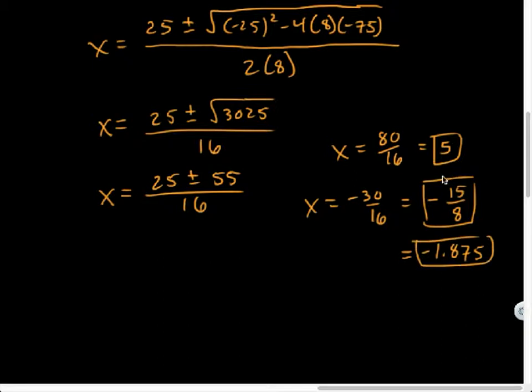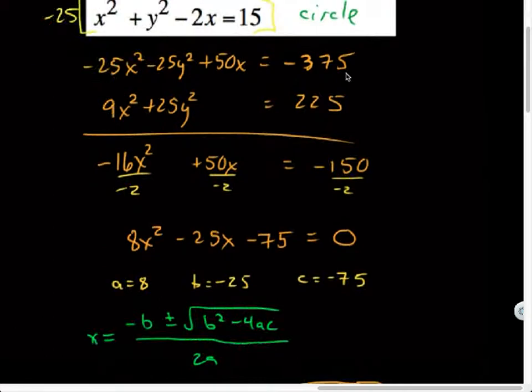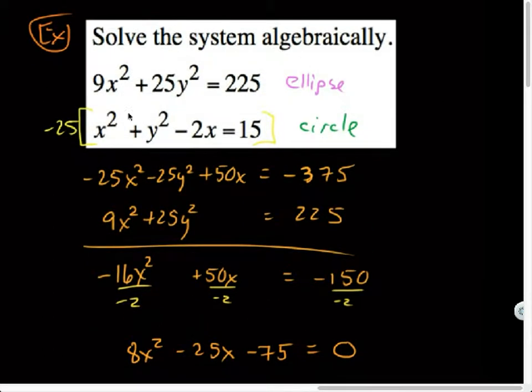So I've got 2 possible x values. What do I do with this now? I still got to find y. Plug it in. It looks like this one's easier to work with, right? Or the top equation. Or no, actually the second equation seems like the easiest. Let's plug it into that.